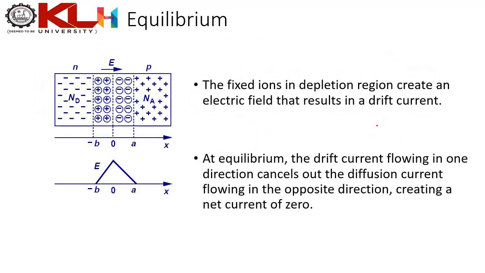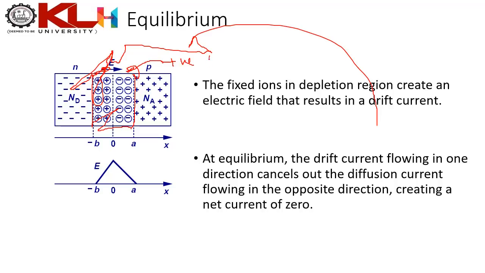Please follow. What happens is, because these are positive ions on the n side and these are negative ions on the p side, we know that an electric field exists from the positive direction to the negative direction. That is what is happening here. An electric field E is now developed from these positive ions to the negative ions.